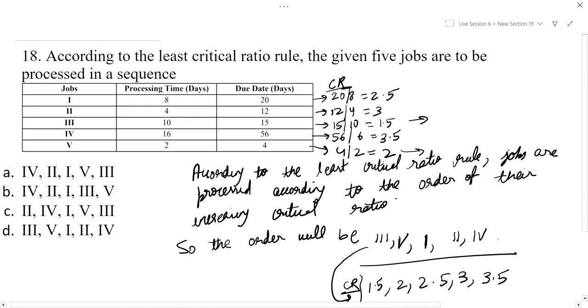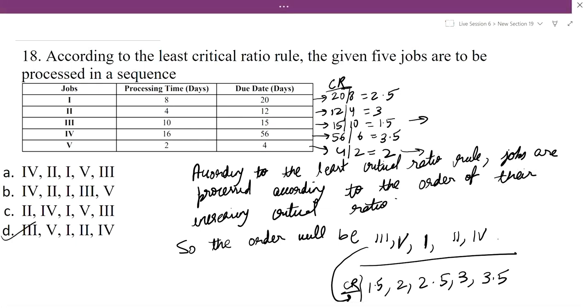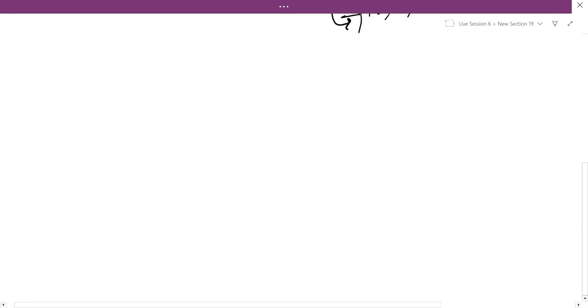So the correct option is 35124, which means 3, 5, 1, 2, 4. This last option is the correct one. Okay, so I hope this question is clear.